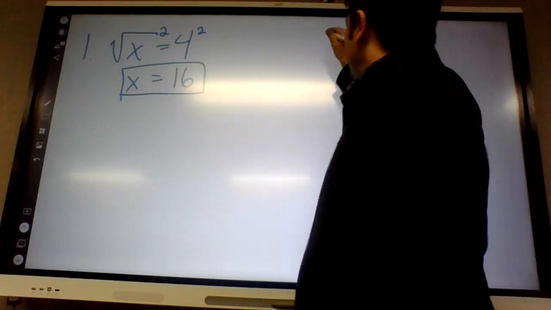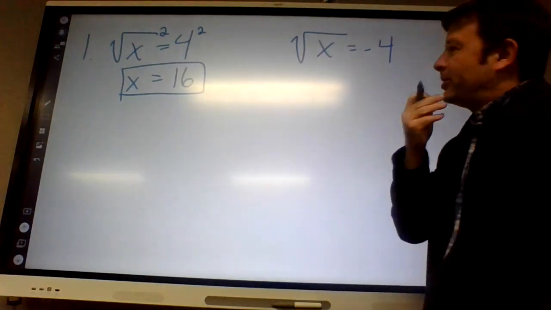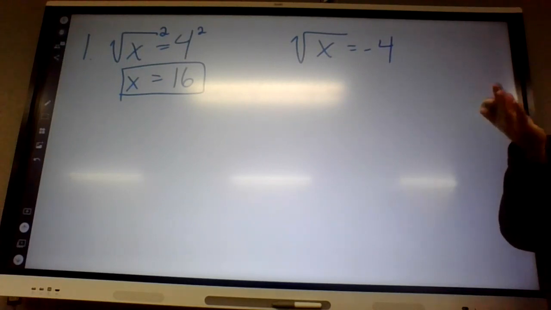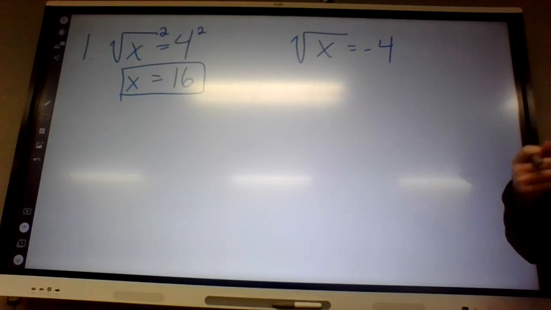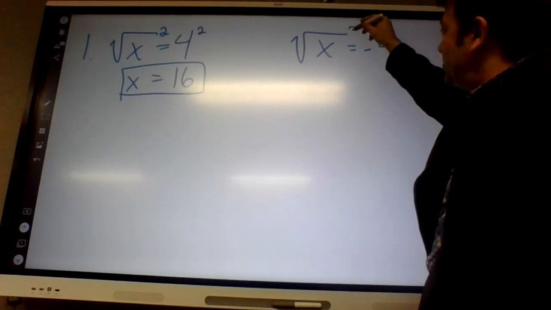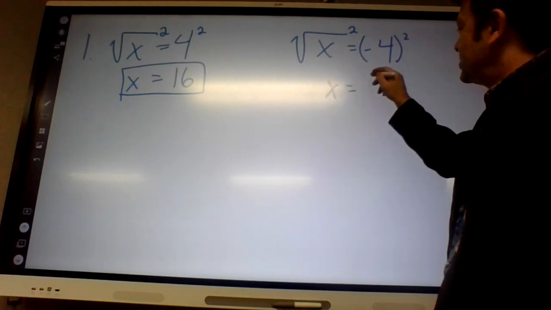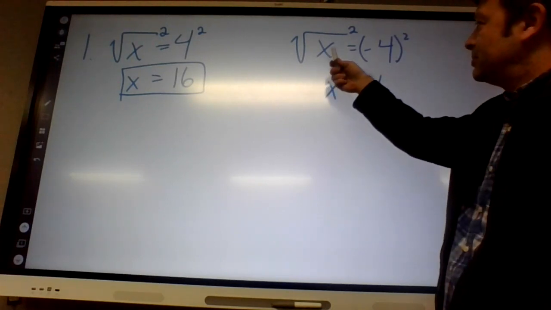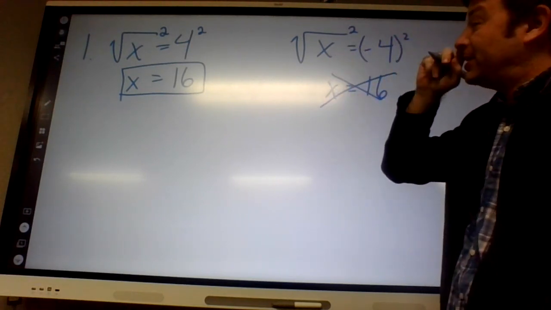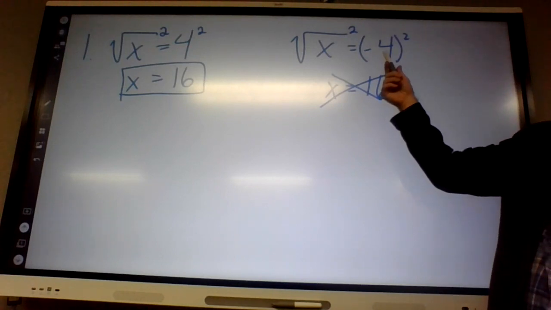I need to point something out though. Sometimes, you guys know what the problem of this is? You can't have a square root equal negative, it's true. But if I square both sides, what happens? I get x equals 16, but is that true? No. So sometimes when you do the square trick, you get an answer that doesn't actually work. It's just a negative, it's going to fail.